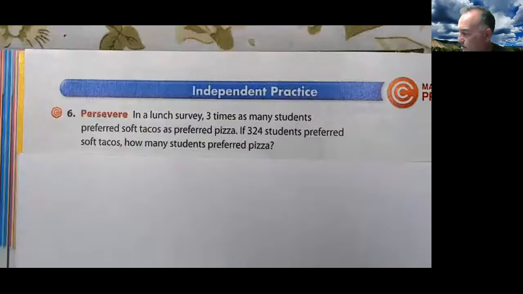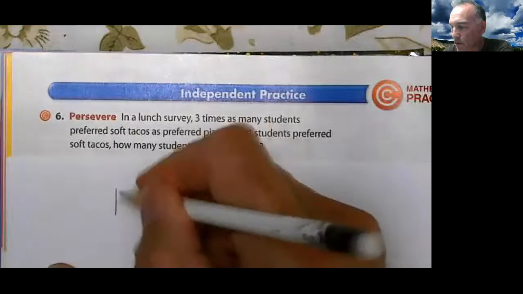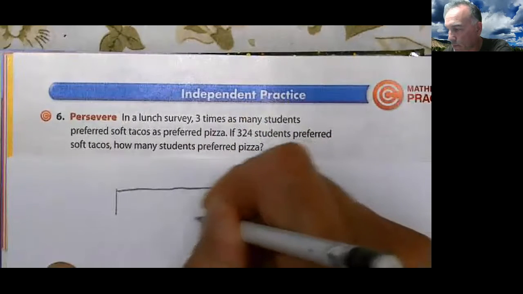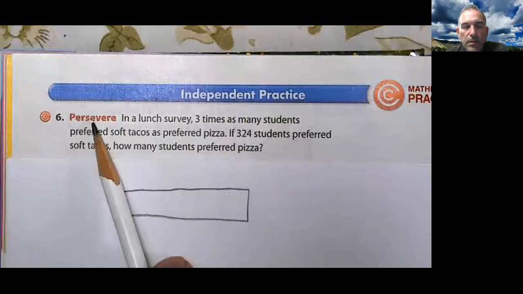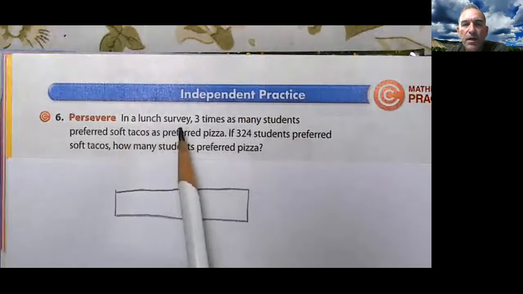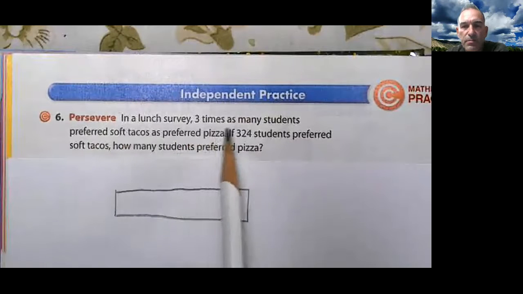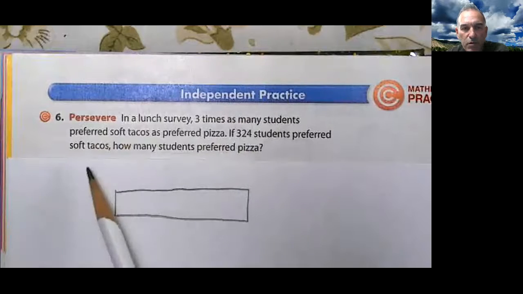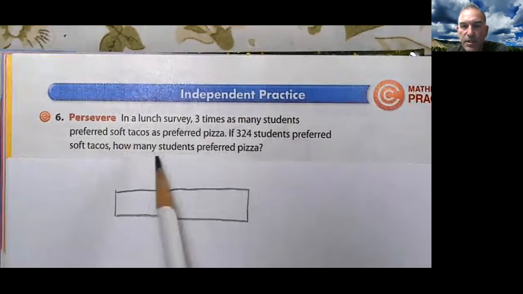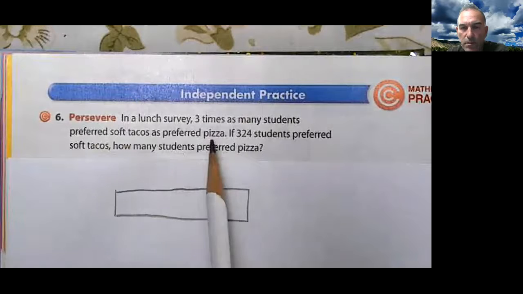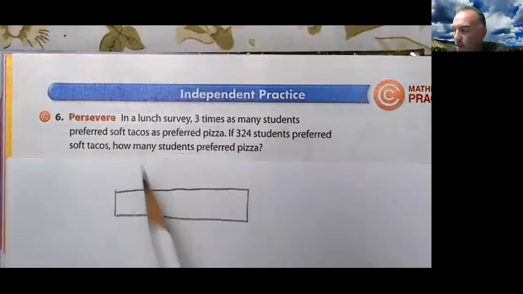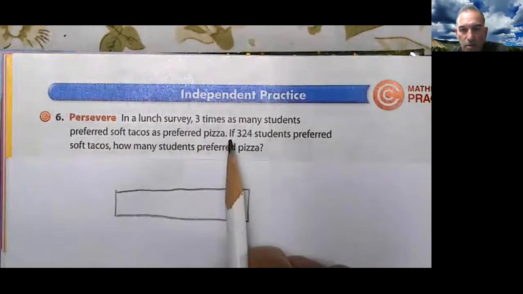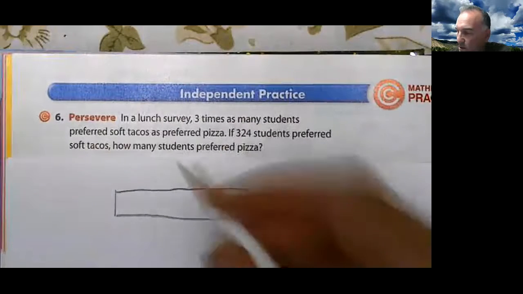Let's take a look at number 6. This is on page 112, number 6. I'm going to draw a unit bar. This says persevere. In other words, don't give up. It says, in a lunch survey, 3 times as many students preferred soft tacos as preferred pizza. 3 times as many prefer soft tacos. And it tells us 324 students preferred soft tacos.